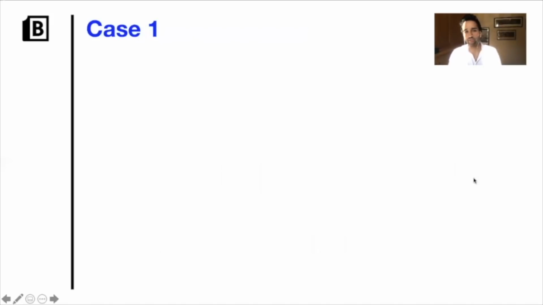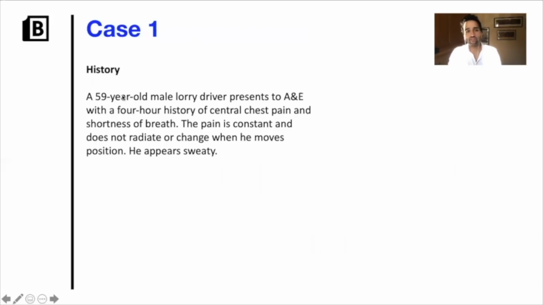So let's have a look at our first case. We have a 59-year-old chap who's presented to A&E with a 4-hour history of central chest pain with shortness of breath. The pain is constant, doesn't radiate, doesn't move, and he appears sweaty. Based on that, guys, what kind of things are popping into our heads at this point in time? I'm seeing ACS, aortic dissection, MI, yeah, all of those totally reasonable. Good. Let's have a look.